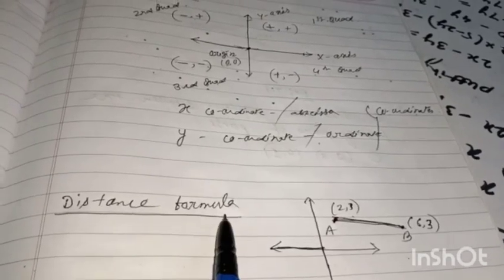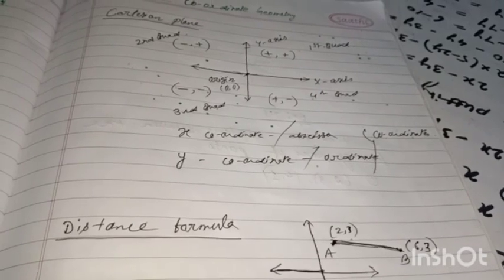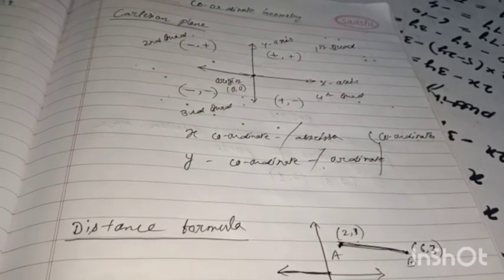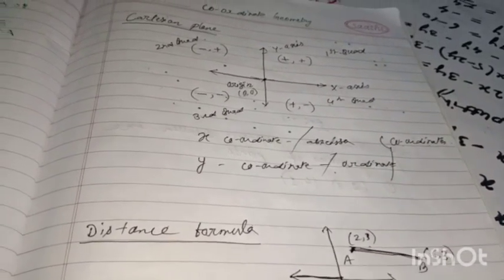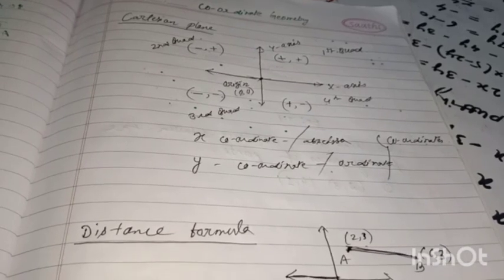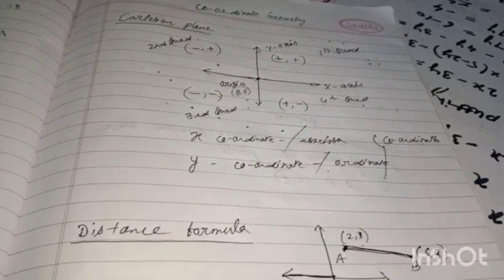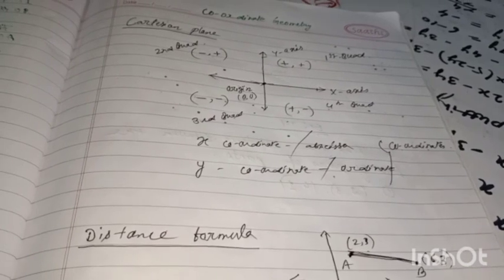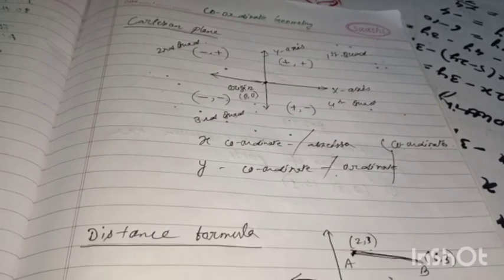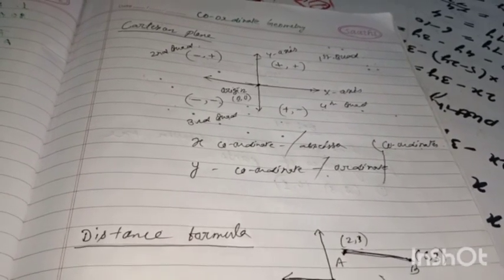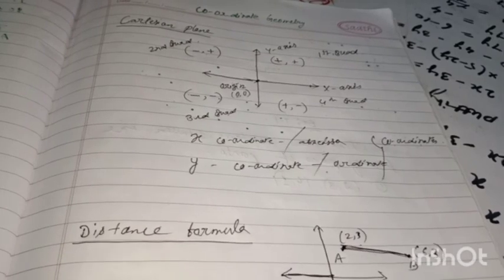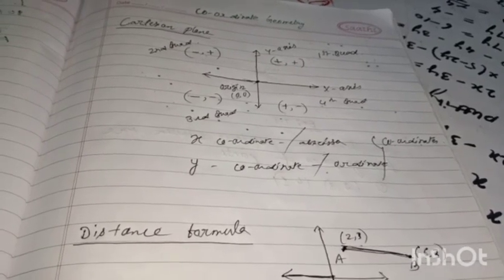Next, the distance formula. You will get this in class 10. I want to tell you what things you will get in class 10 in the chapter coordinate geometry. There are three important things. First of all, the distance formula. Secondly, the section formula, and third, the area of a triangle when the vertices of a triangle are given. So these three important things you will learn in class 10. Today I am going to explain the distance formula.